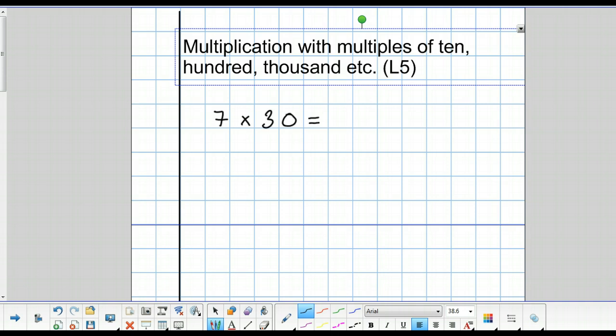30 is a multiple of 10. Multiples of 10 end in 0. Multiples of 100 end in 2 zeros. Multiples of 1,000 end in 3 zeros, and so on.